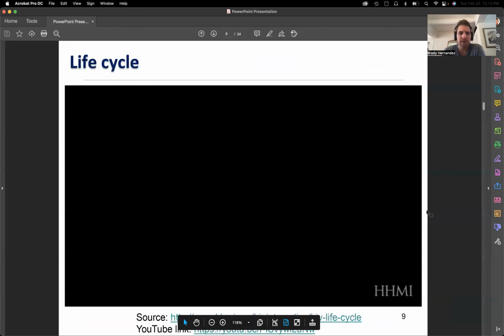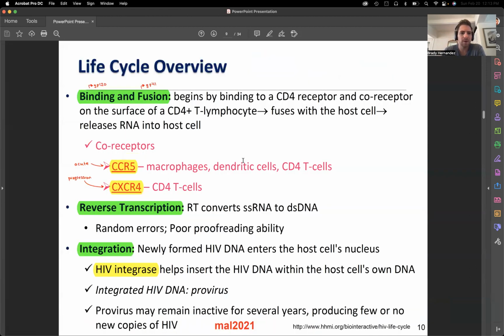All right, goes through the life cycle. You're kind of familiar with this by now. In the acute phase, the CCR5 attaches primarily to, I think, macrophages, right? Or any of these antigen-presenting cells, CD4 T cells. Then as it progresses, you're really affecting the CD4 T cells. So that's CXCR4. Okay, again, drug targets are there. So be aware of that.